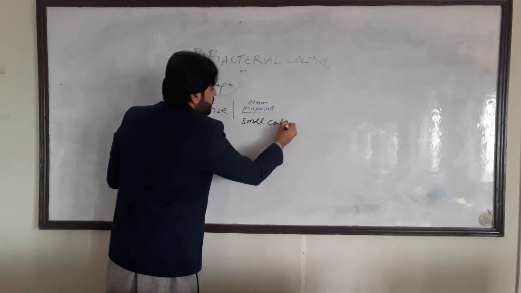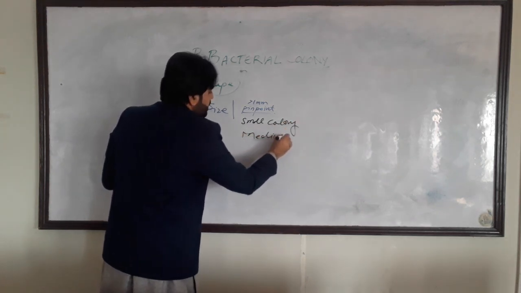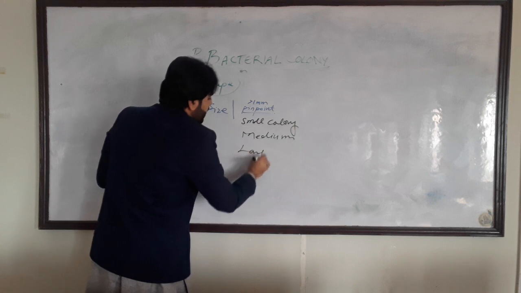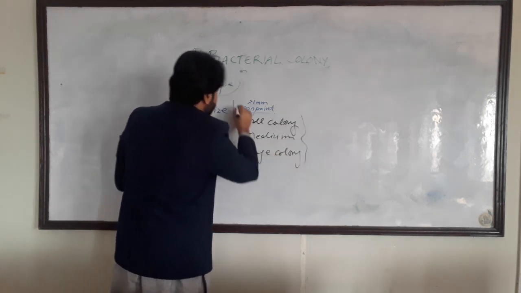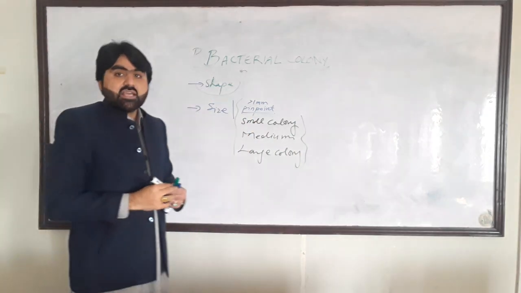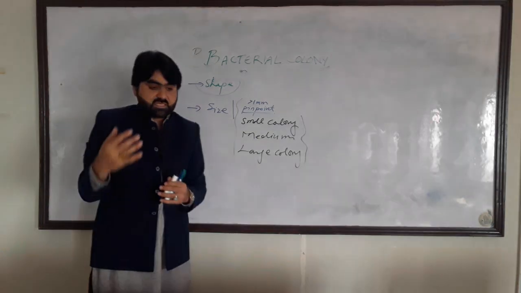small colony, medium colonies or large colonies. These are the different sizes of bacterial colony on the surface of the plate.